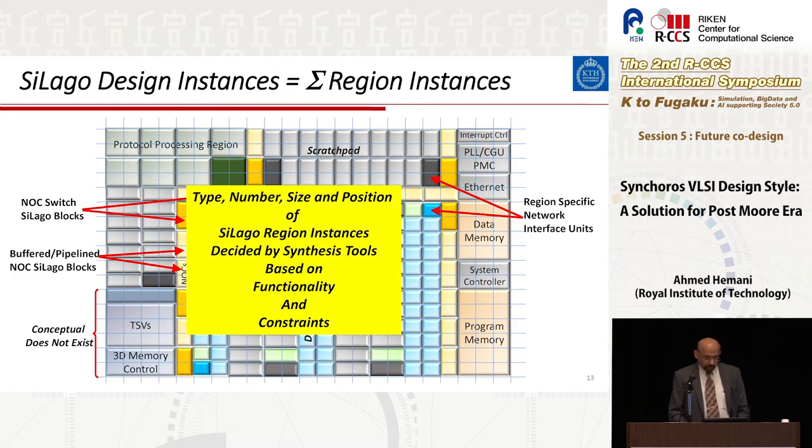Now, you get a design something like this, depending on the function, depending on the constraints. So these are all Selago blocks of different types. You have the global NoCs, you have the DSVs, you have the system controller, and so on. So all of that gets created, and not just this, but also the I/O paths, the DFT structures, everything that is ready to manufacture. And you don't have to do logic or physical synthesis. Okay? You don't need Synopsys, you don't need Cadence.